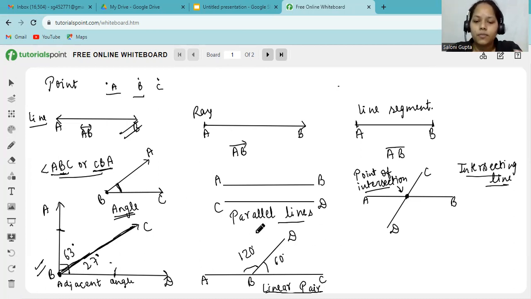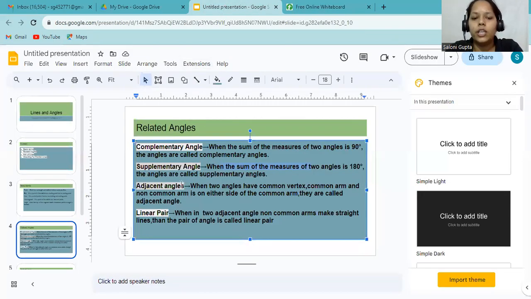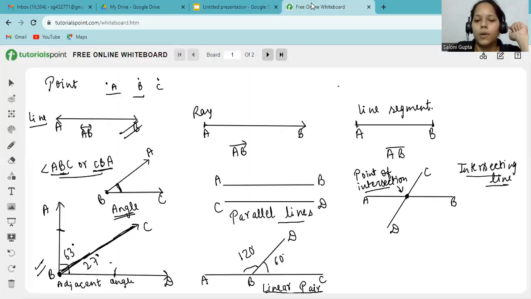Then what is a linear pair? A linear pair is also an adjacent angle, but it has one different condition, and that is the last one. In the case of adjacent angles, the non-common arms are on either side; here we say that the non-common arms make a straight line. That means the sum of the angles will be 180 degrees and the pair of angles will be called a linear pair.